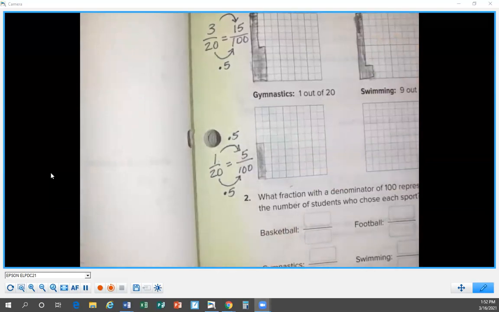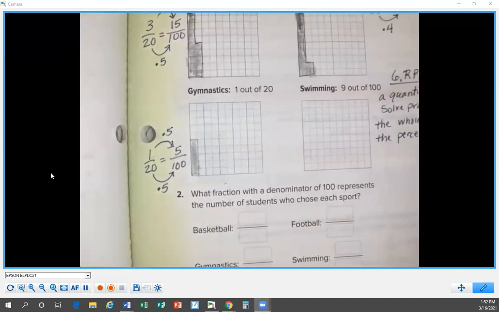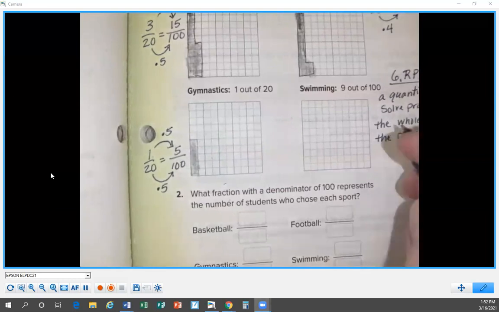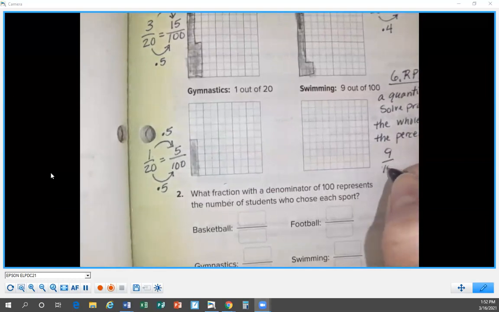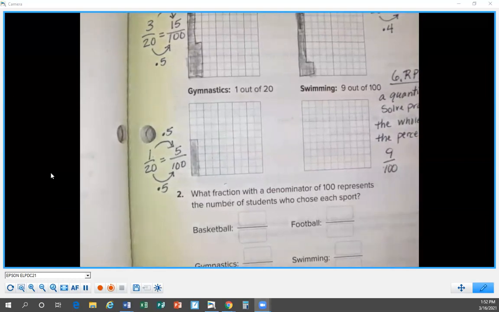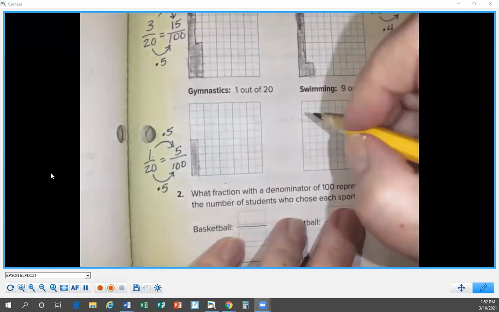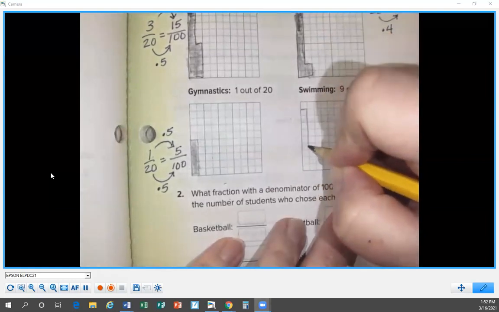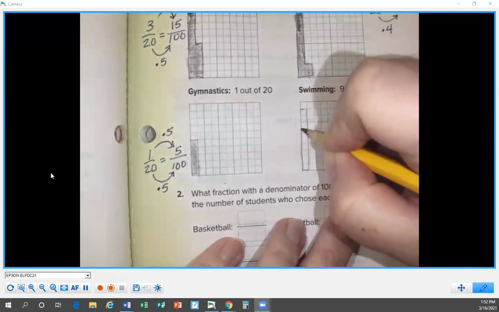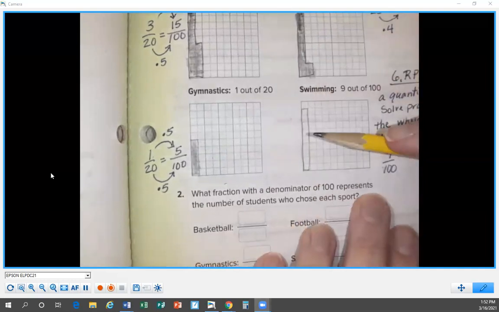And then swimming, they gave us, it's already out of 100, so we don't have to scale it up or scale it down. 9 out of 100 students are involved in swimming, so 9 out of 100.